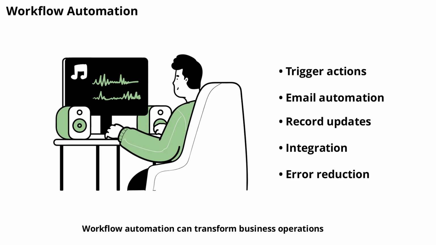Workflow automation can transform business operations. Airtable's automation tools trigger actions like sending emails, updating records, and integrating with other apps. Notion's automation relies on external integrations and manual processes. For small businesses, automating workflows reduces errors and saves time. We'll explore practical examples of workflow automation in both platforms.